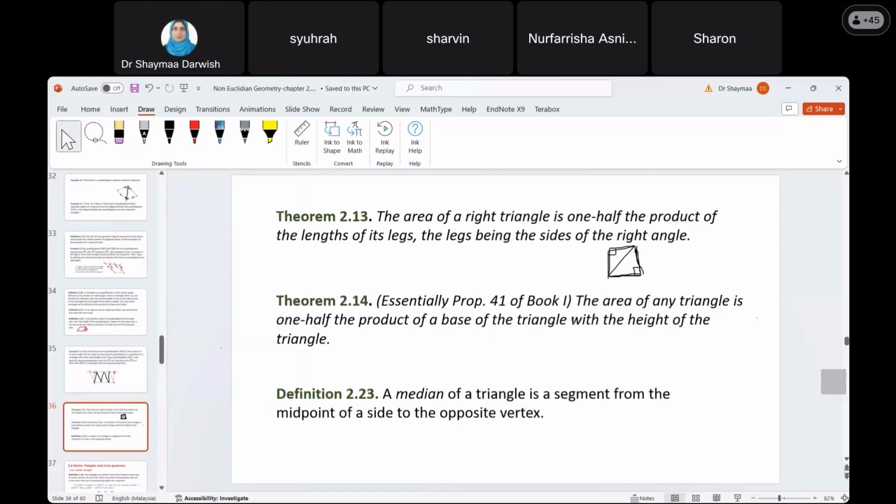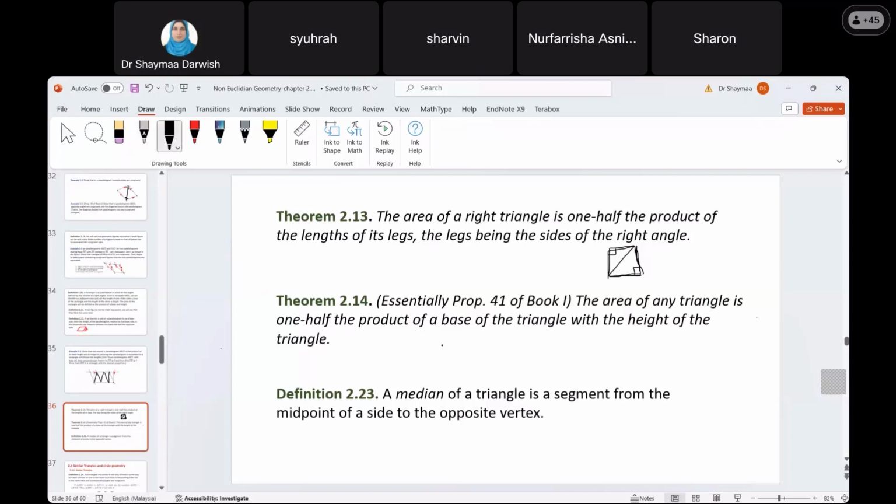Okay. The area of any triangle. Now here we proved that this is for a right triangle, meaning a triangle that has a right angle. If I look at any other triangle, not necessarily a triangle that has a right angle, the area will be half of the product of the base of the triangle with the height of the triangle.